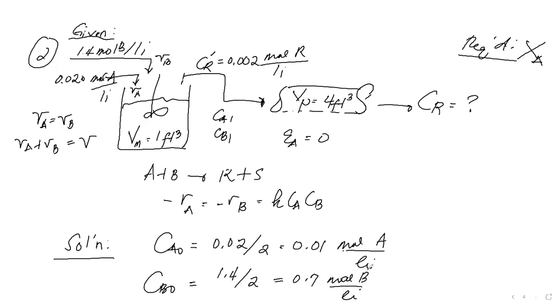Looking at the two concentrations, we know that the limiting component is A, the limiting reactant. So we will base our performance equation on the limiting component, which is A.